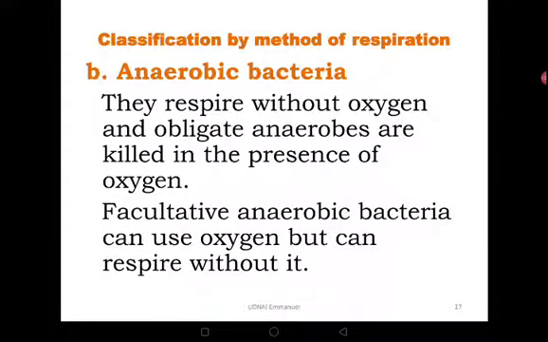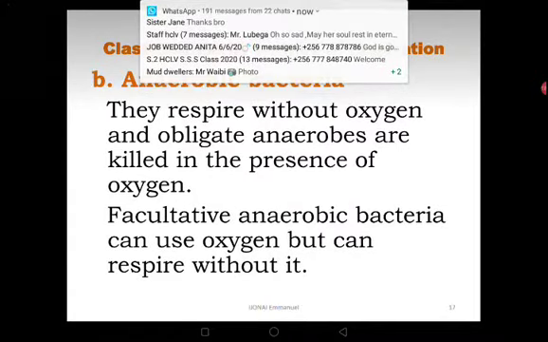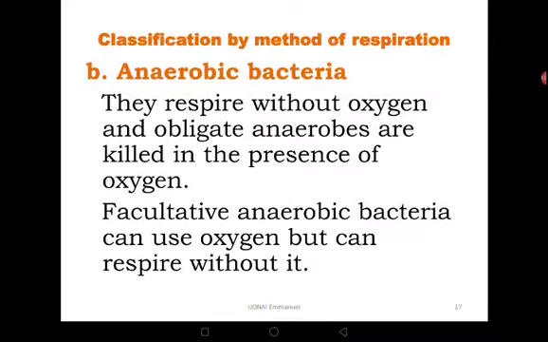And then we have anaerobic. Anaerobic bacteria don't require oxygen. They respire without oxygen. And we also have obligate anaerobes. Those ones are even killed when oxygen is there. Oxygen is poisonous to them. Then facultative anaerobes may use oxygen at some point, but at some point they may live without oxygen.